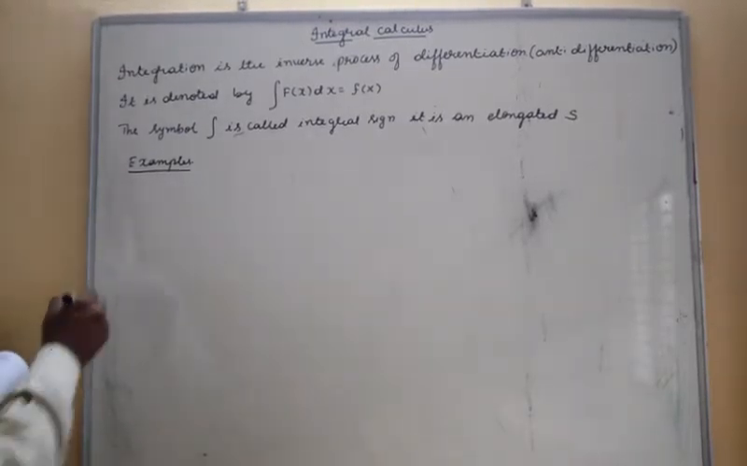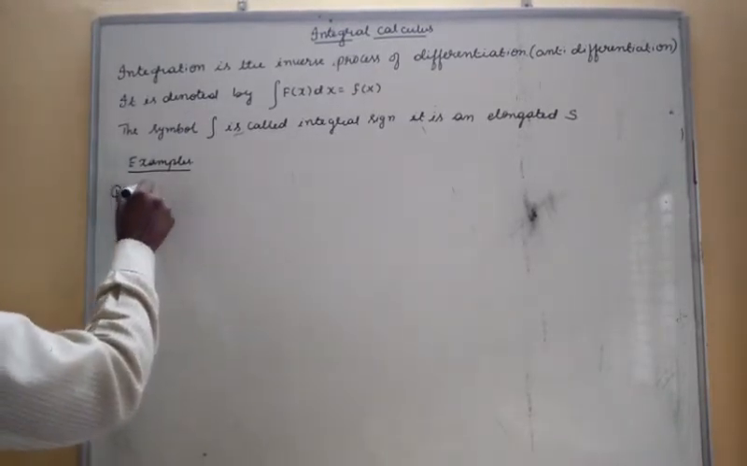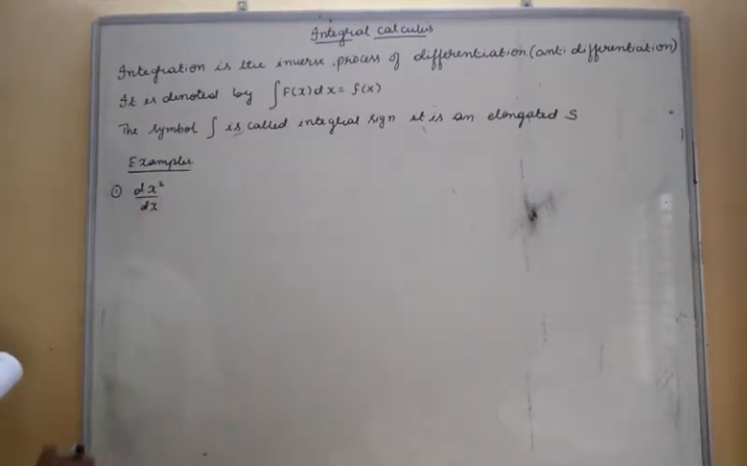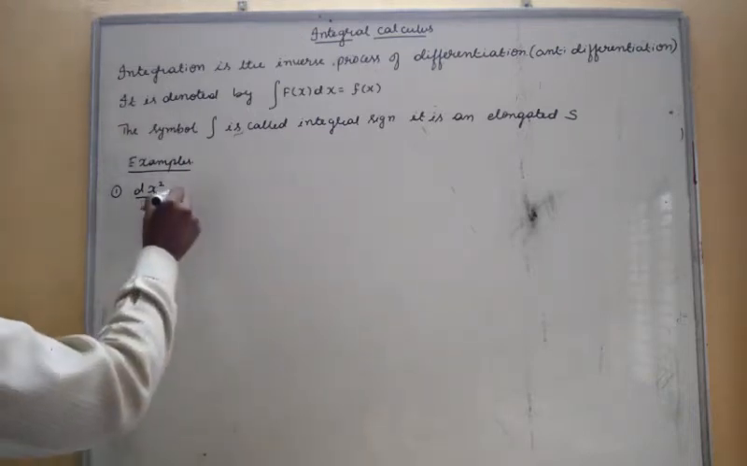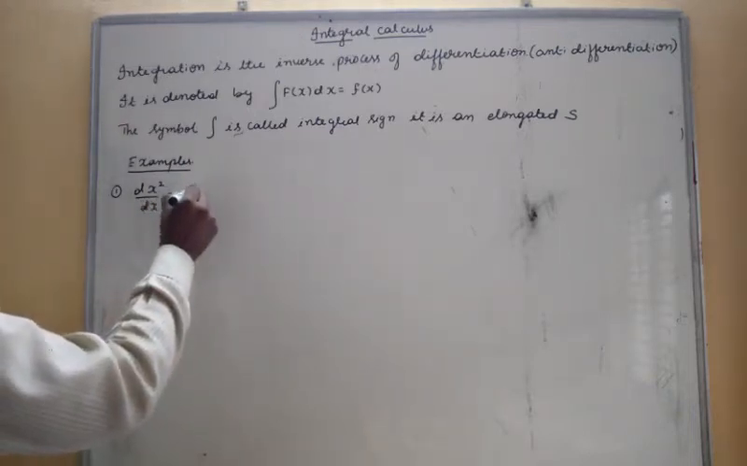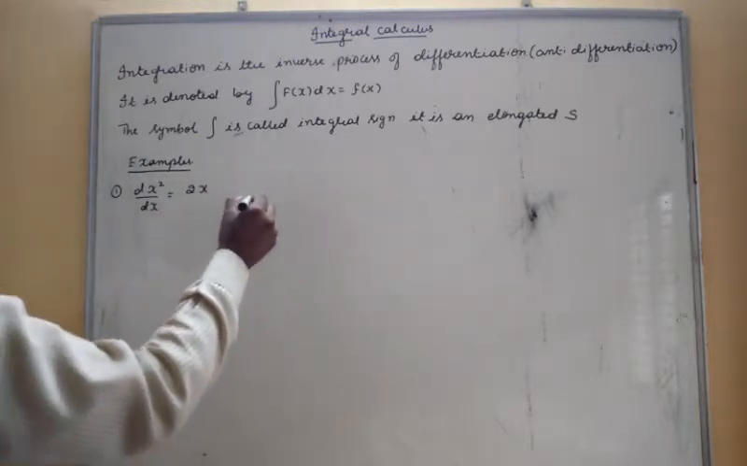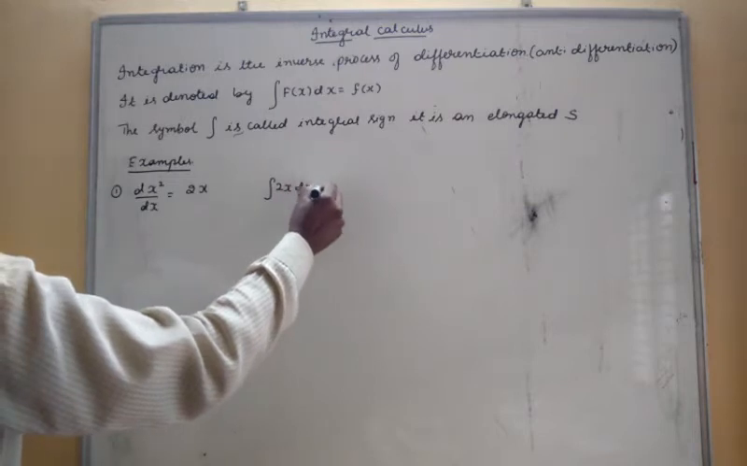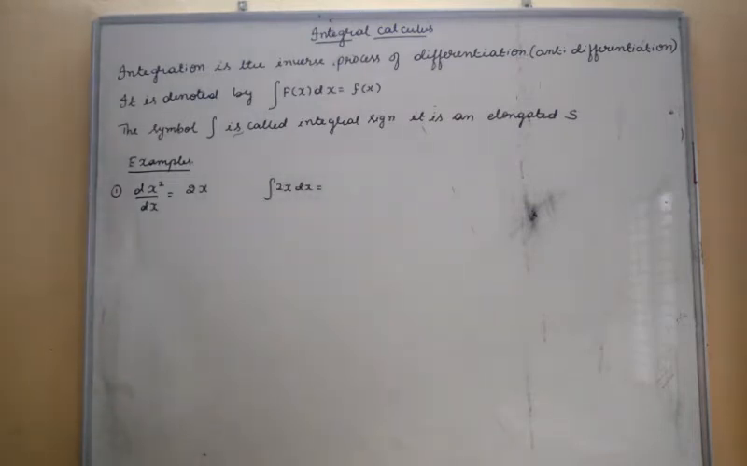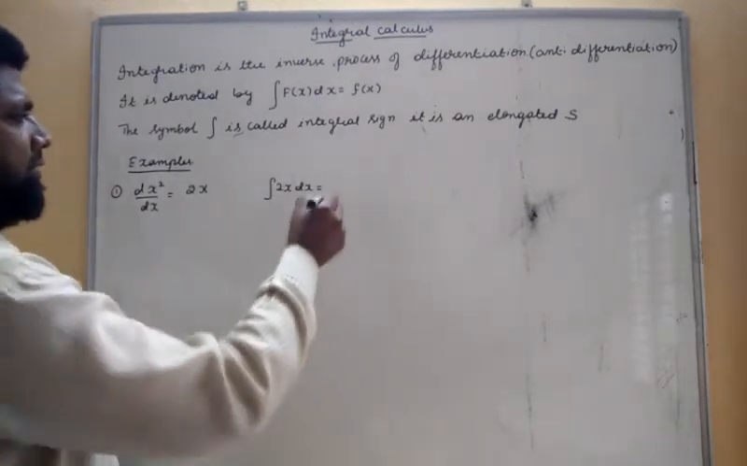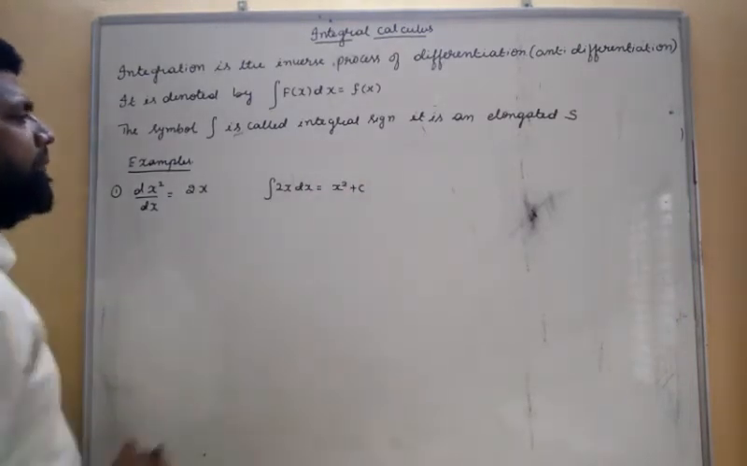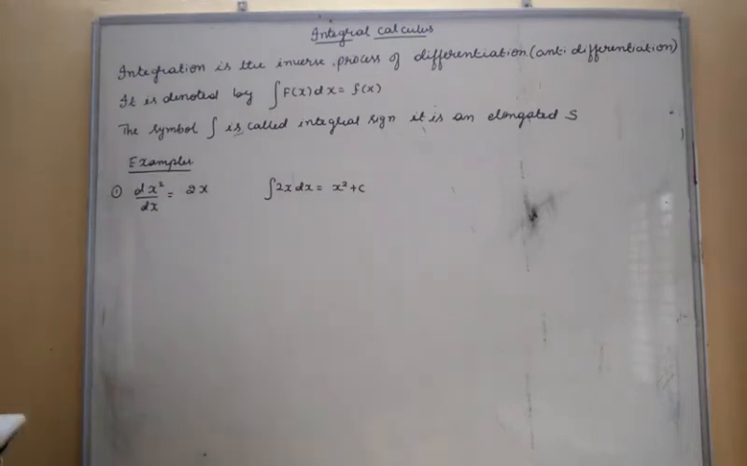Let us take the example, first one, differentiation of x square. Differentiation of x square is, we know that 2x. So let us take the integration of 2x dx. So integration of 2x dx is, if you know the identities, you can say, so I am writing directly x square plus c. Okay, let us discuss in the later classes.